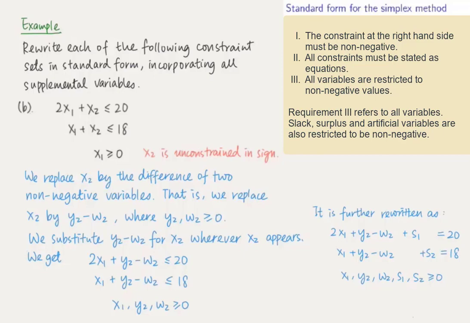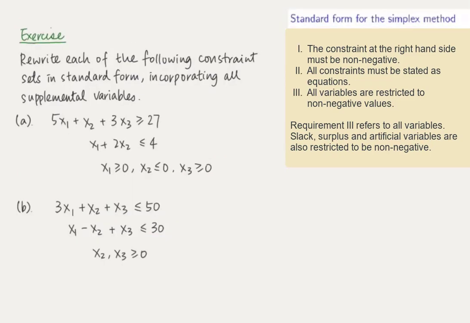If we manage to find the values of y2 and w2 that satisfy all the constraints here, we can obtain the corresponding value of x2 that also satisfies all the constraints here. The value of x2 will be equal to y2 minus w2. Please pause and attempt the exercise and check the answers afterwards.